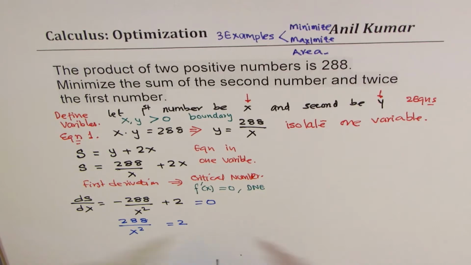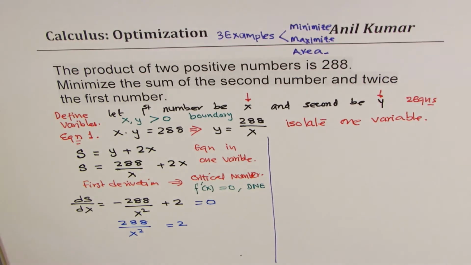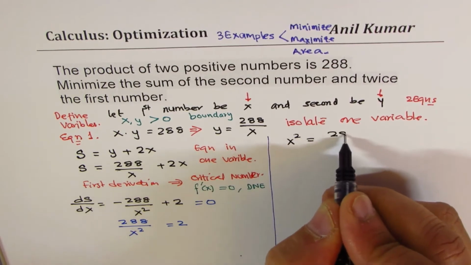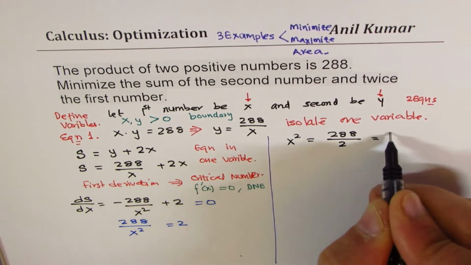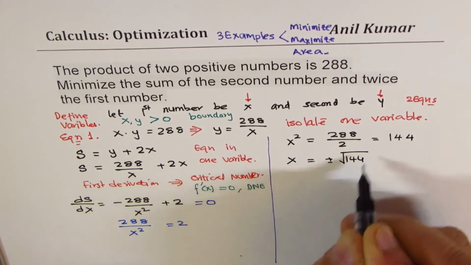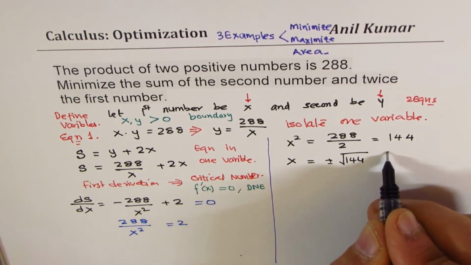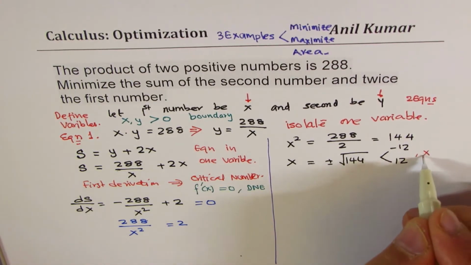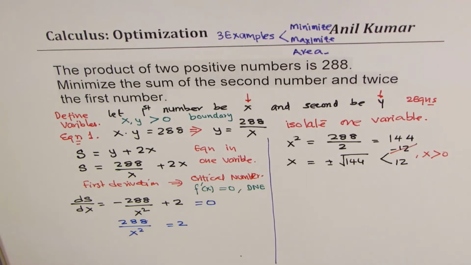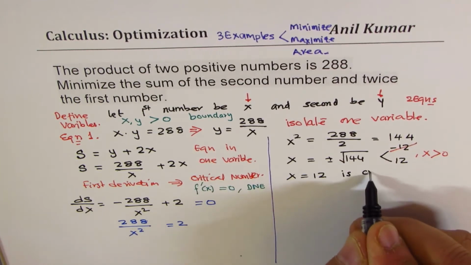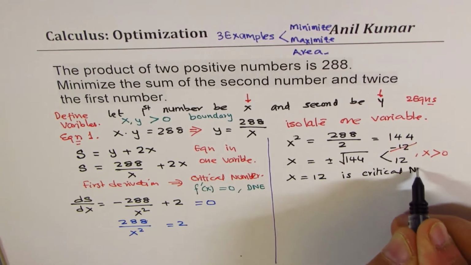So what we get here is that x squared is equals to 288 over 2, which is 144. So x is equal to plus minus square root of 144. So it has two answers, which is negative 12 and plus 12. And since we know that x is greater than 0, that is not valid. So the valid answer is x equals to 12. So x equals to 12 is critical number. Perfect.